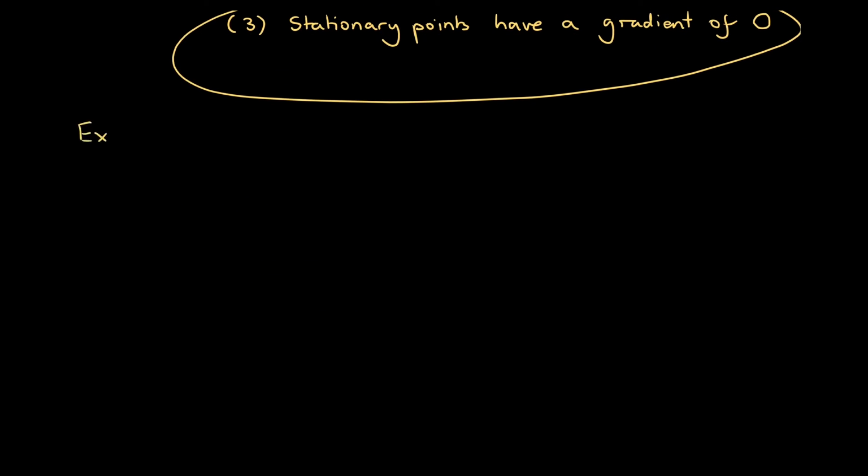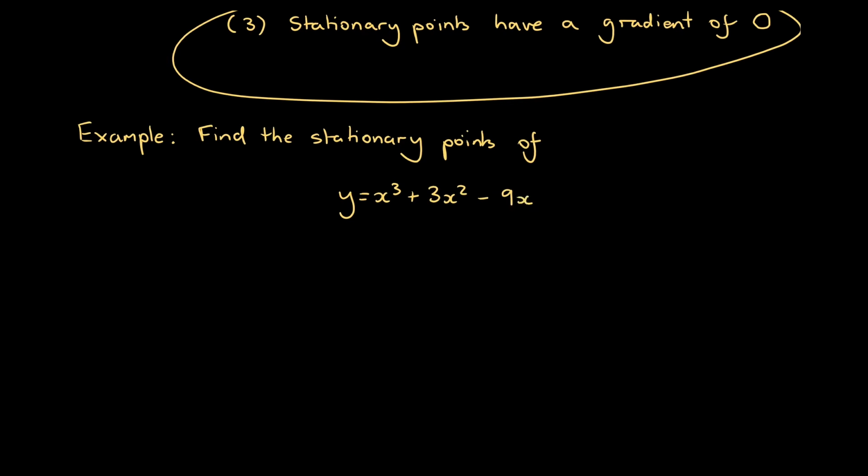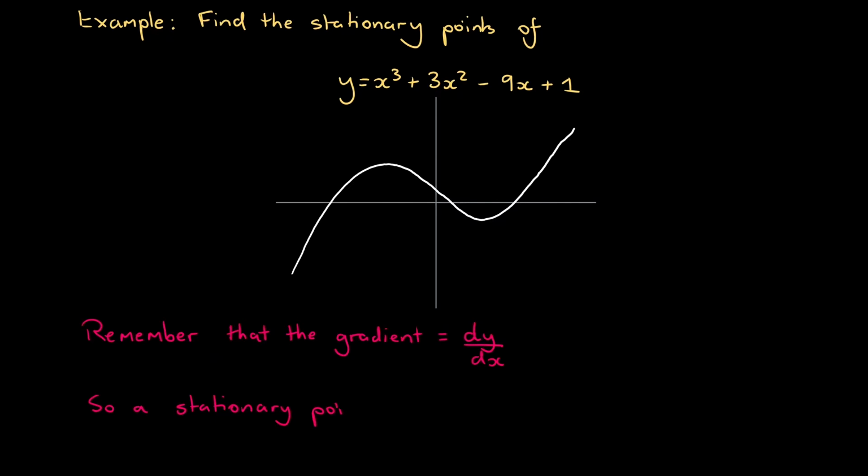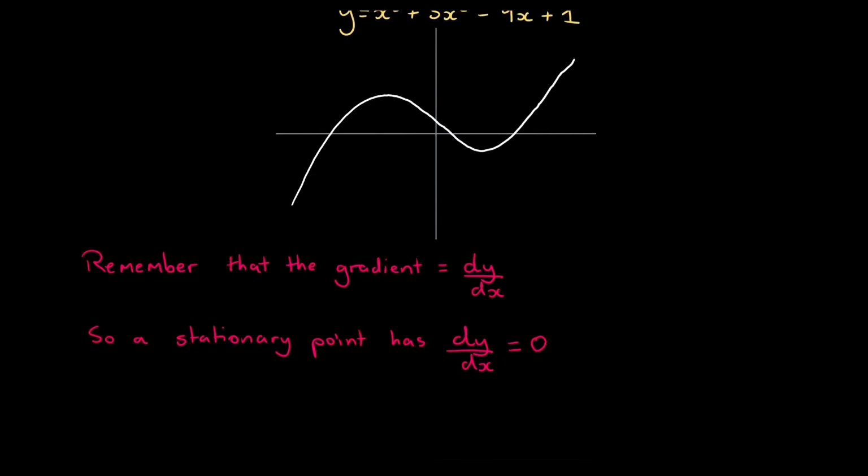So let's take an example. Suppose that we want to find the stationary points of the function y equals x cubed plus 3x squared minus 9x plus 1. Now, the graph of this function looks like this. And in order to find the stationary points, we need to remember that the gradient is equal to dy/dx. So a stationary point has dy/dx equal to 0.